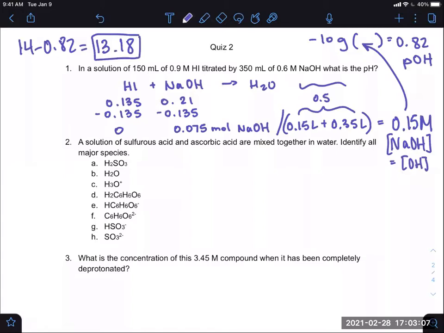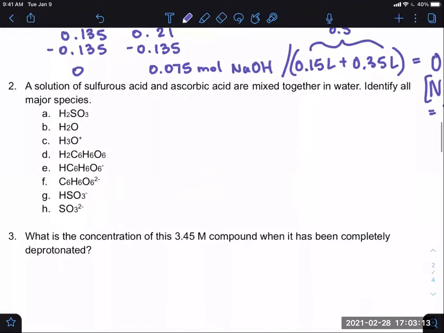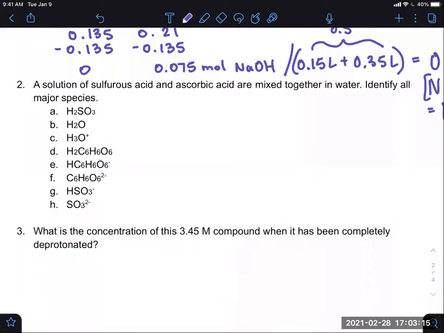Okay. So for the next problem, we're dealing with two acids here. We have our sulfurous acid and ascorbic acid. So this one will be H2SO3 with ascorbic acid, which is this one right here. Okay, so these are both weak acids. They're both weak acids, and Ka1, by the way, is the most important one. The other Kas are not that important when we're talking about major species.